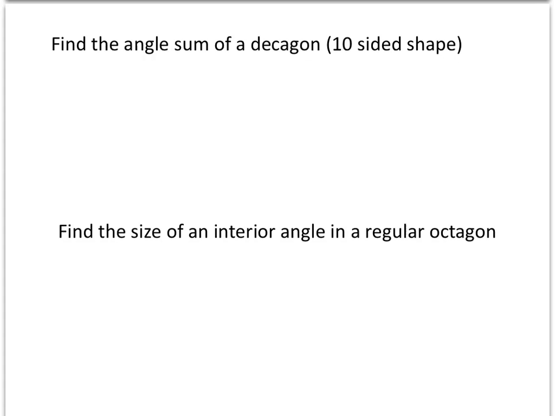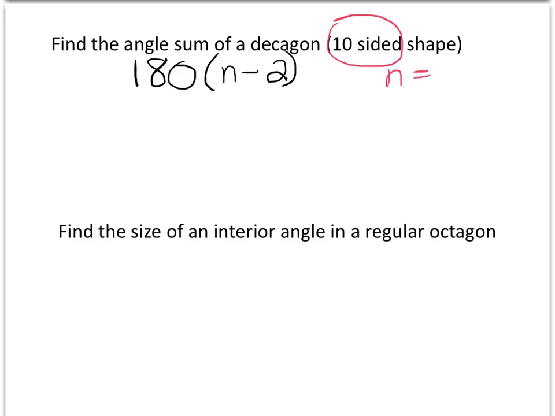So in this case, it says find the angle sum of a decagon. I'm just going to write our formula in here. The sum of the angles is 180 degrees times (n minus 2). Now in this case, n, remember, is the number of sides. A decagon is a 10-sided shape, so n is equal to 10. I'm going to substitute n equals 10 into my formula: 180 degrees times (10 minus 2).